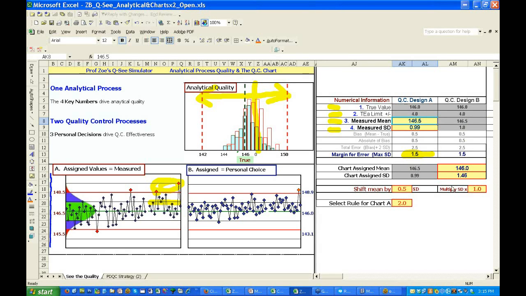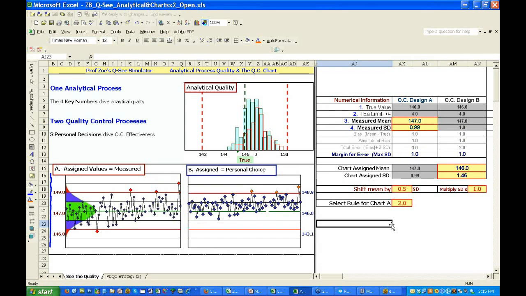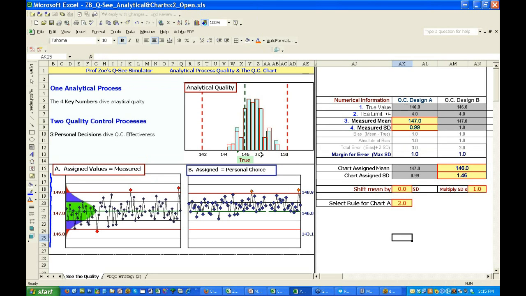oh, well, I know I changed a reagent lot, sometimes, in my experience in the lab, things just happen. I can go up here, I can change that mean to 147. Oh, okay. Now it's stable again at 147.